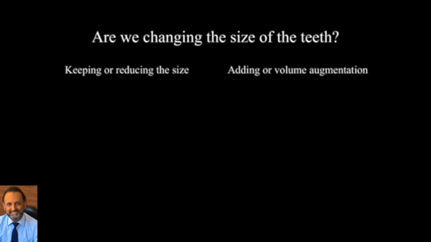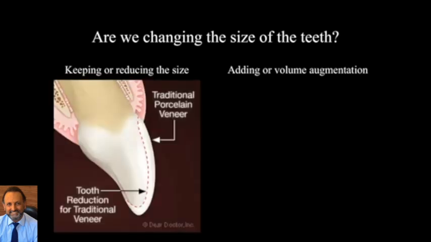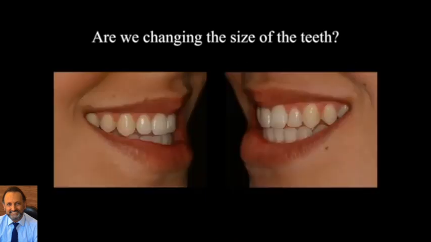Keeping or reducing the size of the tooth. Do we need to add volume or augment the tooth? Two techniques, two different approaches. If we're keeping the tooth or reducing the size of the tooth, definitely we need to prepare. We need to remove a certain amount of enamel to be able to replace it with the same amount of ceramic or less. But if we're adding a volume, the preparation should not be as extensive, but will have a better preservation of the enamel.